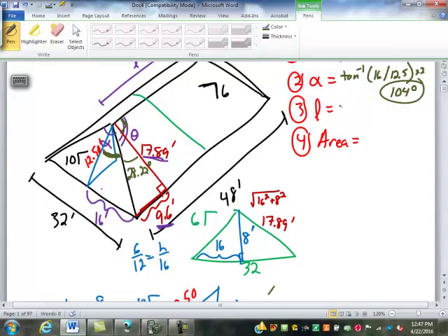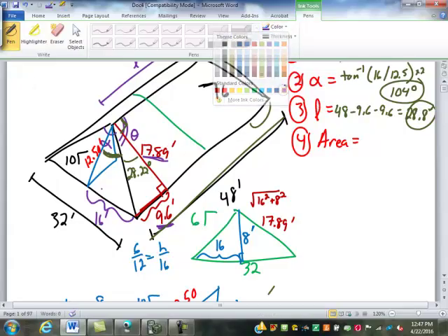L is going to be really easy. It's 48 minus 9.6 and minus another 9.6, which is 28.8, I believe. Correct? Feet? Just the whole length minus the 2 setbacks. 28.8 is what we get.